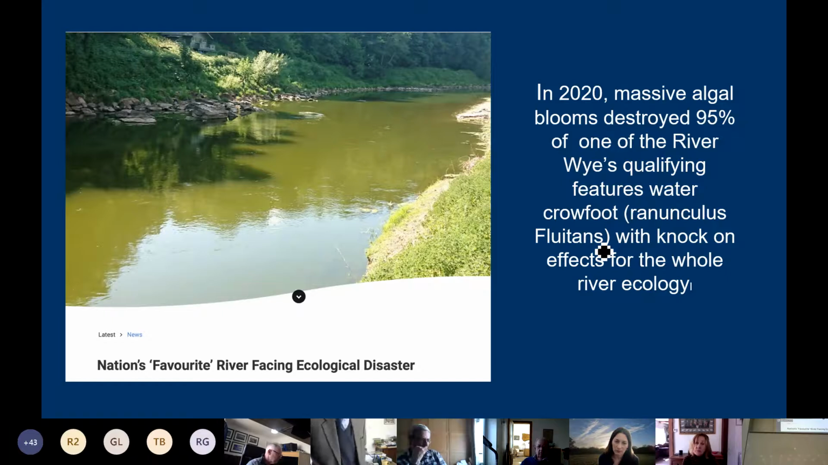The algal blooms appeared again last year. The ranunculus has not recovered, and the algal blooms will almost certainly appear again this summer. Next slide, please.